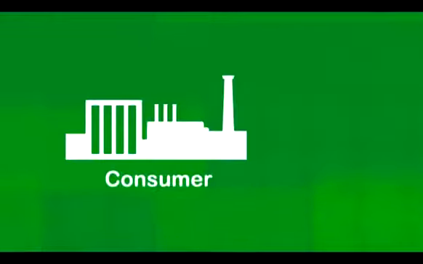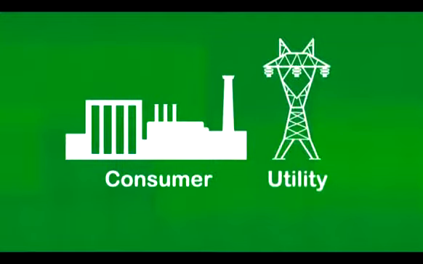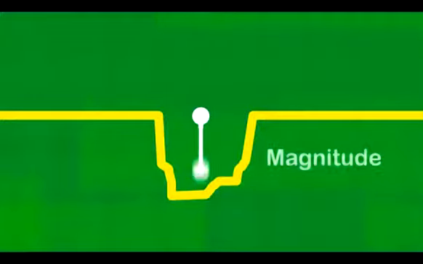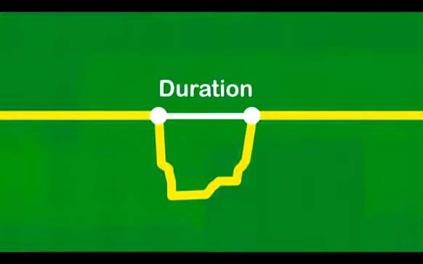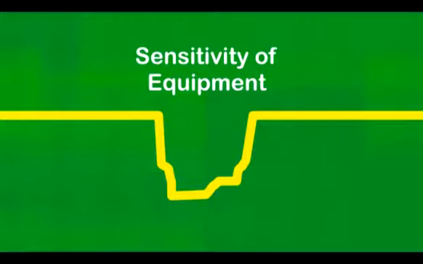Sources of voltage sags may be inside an energy consumer's facility or on the utility's electrical system. The impact of voltage sags to a facility's operation will depend on the depth of the sag, how long the sag lasts, and how sensitive the connected equipment or process is to sags.